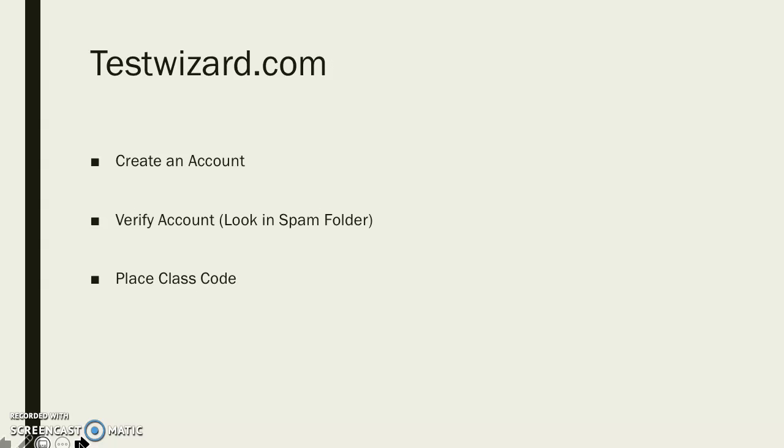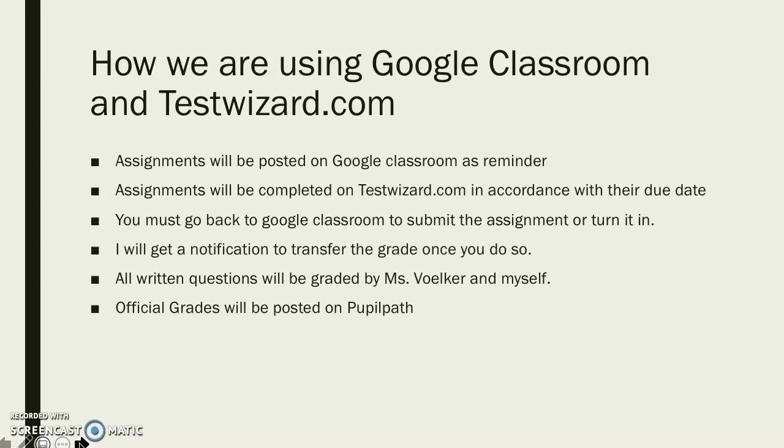On testwizard.com, you must create an account and verify the account. Look in your spam folder. They've been notifying me that they're sending the email verifications, but you guys need to sign up. Look into your spam folder, and then obviously place the class code. You're not going to see the assignments right away when you log in. That's because I have to go in and assign it to you. That's why I need to know that you're signed up to Test Wizard by you turning the assignment in.